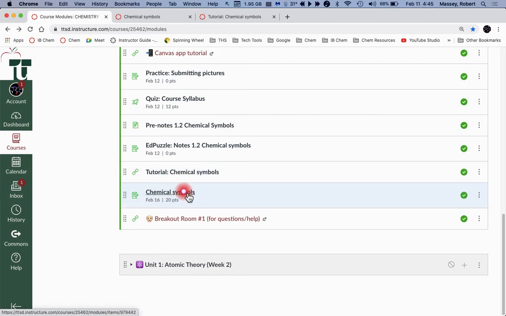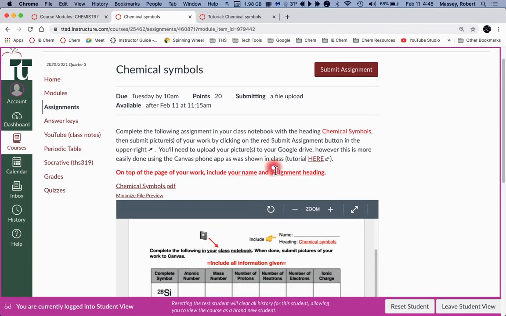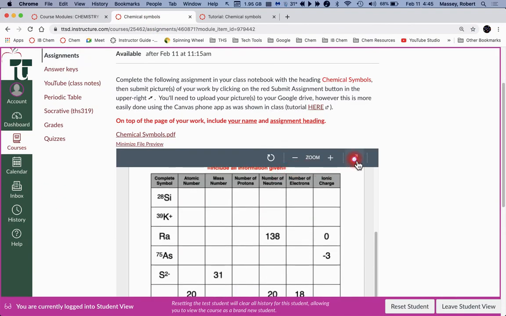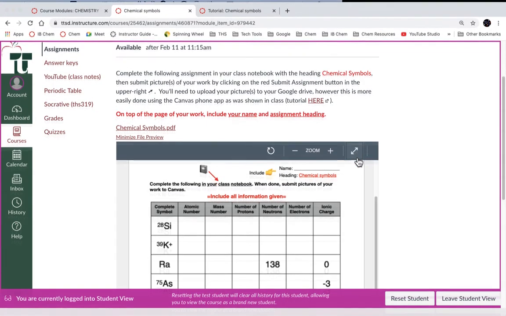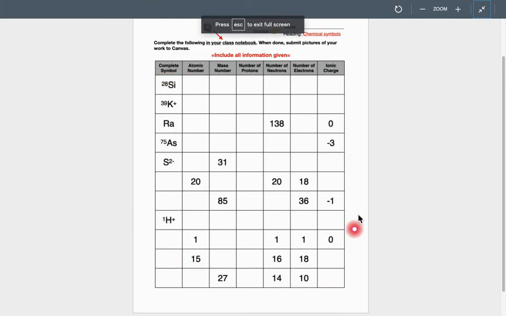Okay, now this is the assignment here, chemical symbols. If you were to click on that, this is the assignment. This will be the first time that you're going to be taking a picture and submitting a homework assignment. So hopefully you already copied this down. It needs to be done in your notebook. So you can't print this out and fill it out, I'm sorry. But you don't need a ruler and make a fancy table. This is just an easy way to present the material.